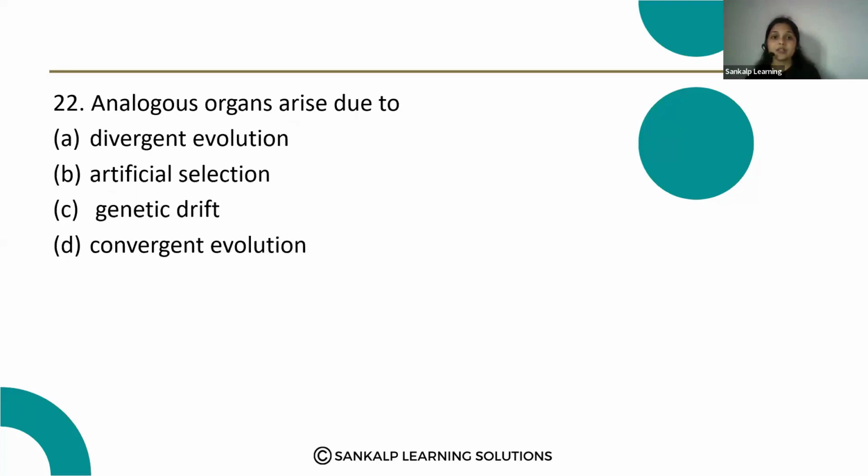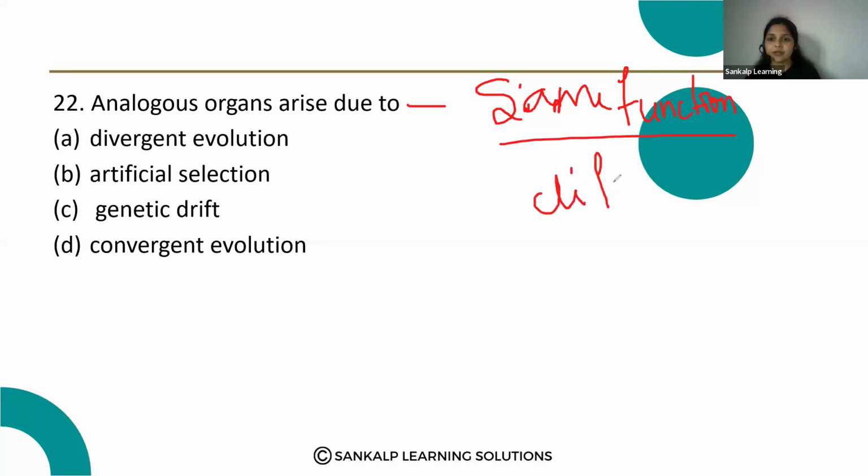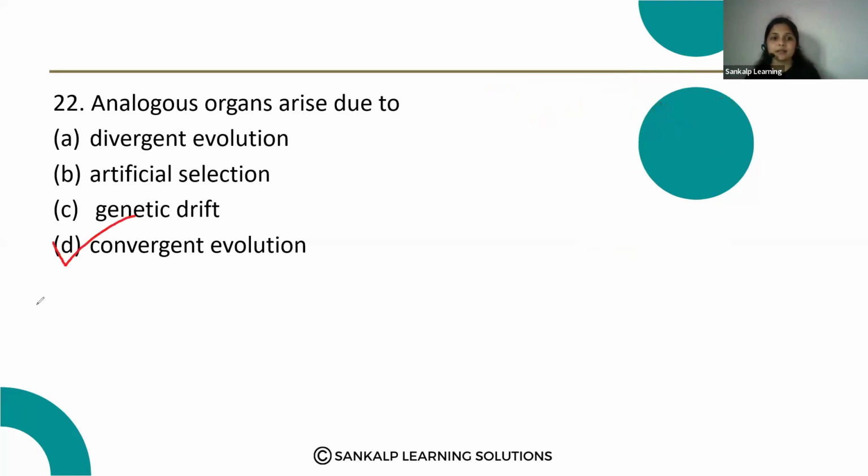Next question. Analogous organs arise due to divergent evolution, artificial selection, genetic drift, or convergent evolution. Analogous organs have the same function but different structure, different anatomy. That leads to convergent evolution. Option D is the correct answer.